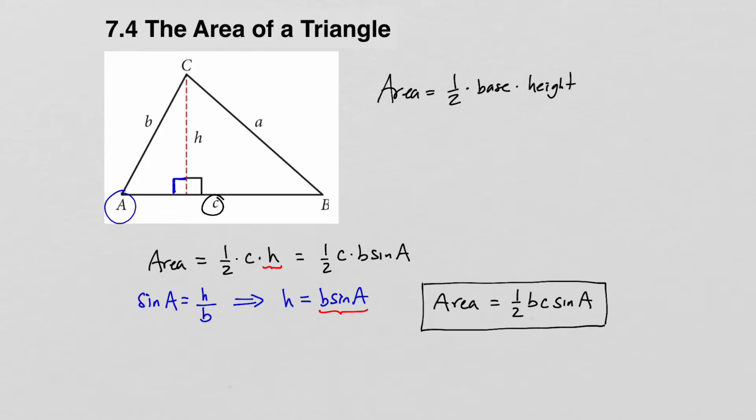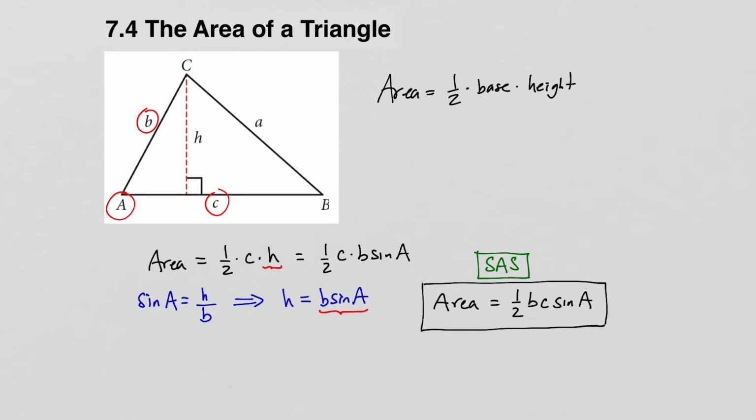And this gives us a way to find the area of a triangle if we know side B, side C, and angle A. Now, if you look at the picture, side B and side C are these two sides, and angle A is that angle. And so this is a way for us to find the area of a triangle if we know side, angle, side.